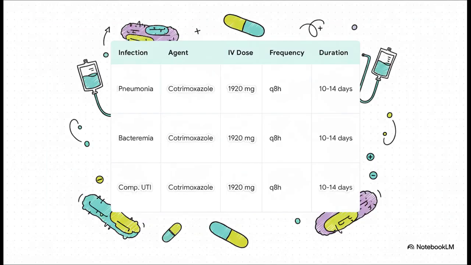So here's that Dutch approach in a nutshell. It's very direct. For the most common infections, pneumonia, bacteremia, complicated UTIs, the go-to treatment is high-dose cotrimoxazole, usually 1,920 milligrams, given every 8 hours.